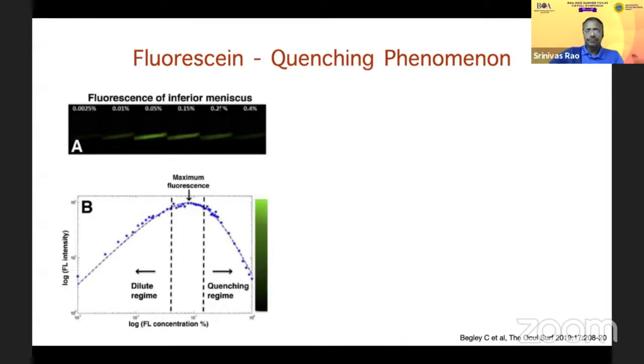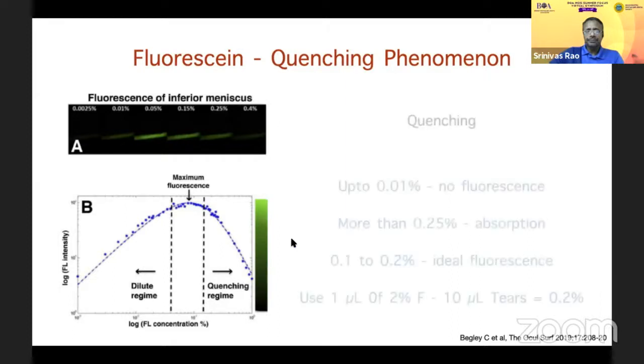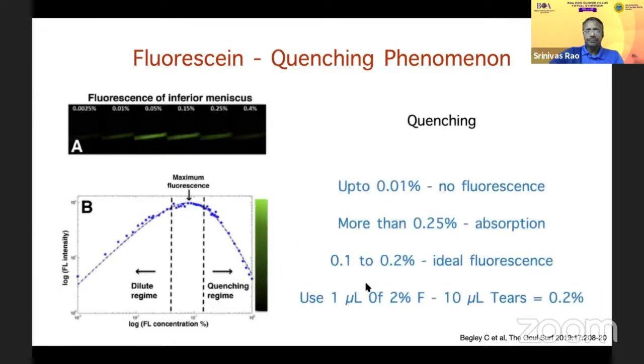When you look at the tear meniscus with fluorescein, as the concentration of fluorescein increases, the fluorescence increases as well. But when you exceed 0.25%, there is a decrease in fluorescence called the quenching phenomenon. And therefore, to get maximal fluorescence, you need to use the correct amount of 1 microliter of the 2% fluorescein, because when it gets diluted in the 10 microliters of tears on the surface, you'll get the optimal concentration of 0.2%.